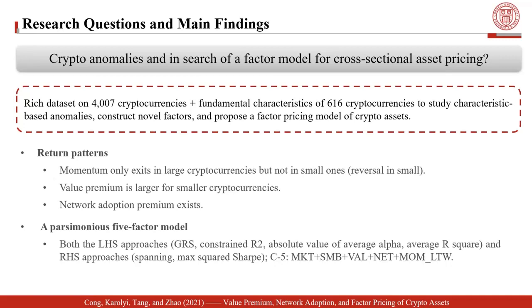One is the value factor, the crypto value factor. The other one is the crypto network adoption factor. Add them to well-known factors such as the crypto market factor and crypto size factor. We also add in a momentum factor. And from that, we propose a so-called C5 model, a 5-factor pricing model, and show it really performs well compared to other benchmarks, other combinations of these factors. So that's the first part.